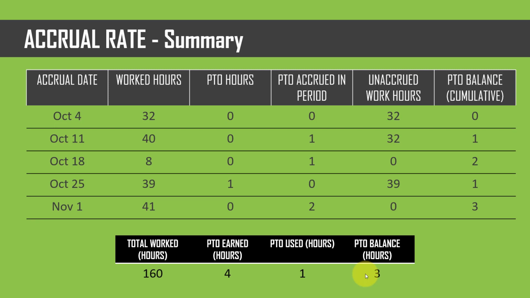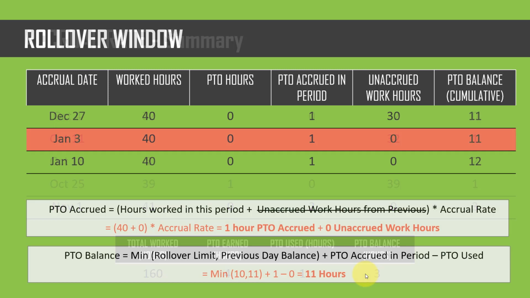Now let's move to the next component, which is the rollover policy. So how does the rollover policy work? And let's continue with the same example employee, and the accrual date moves to December. Let's assume that at the end of December 27th, the employee has 30 unaccrued work hours and a balance of 11. So the rollover policy said that you can only carry over 10 hours. That means the 11-hour balance cannot be carried over to the next period.